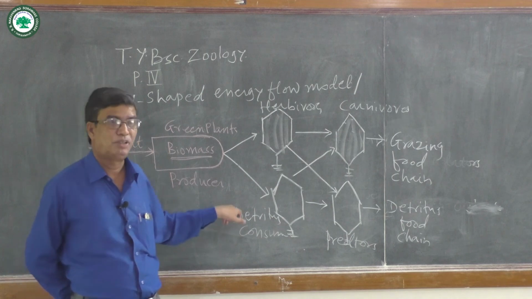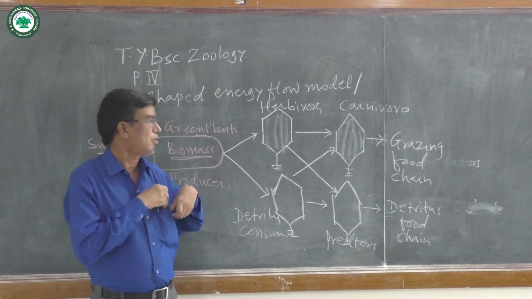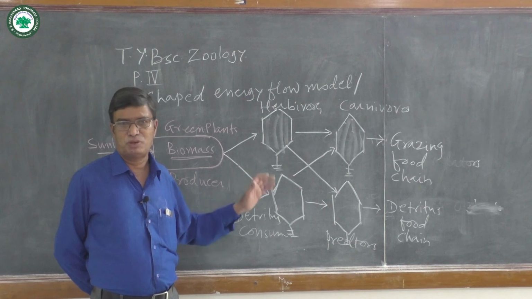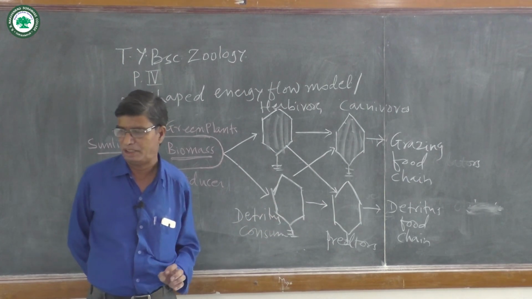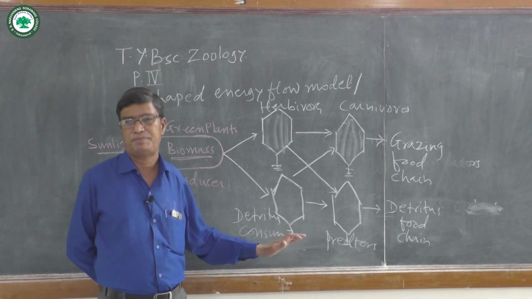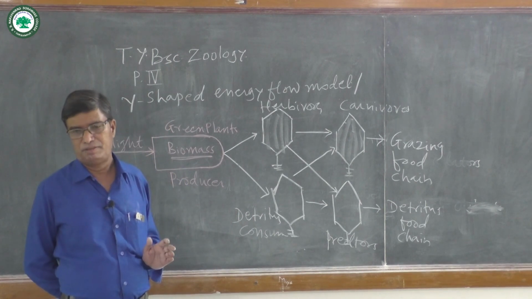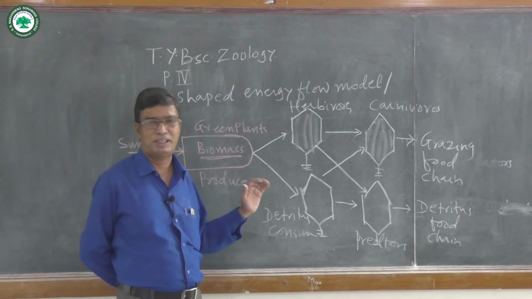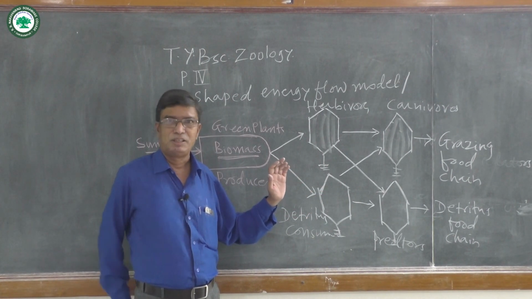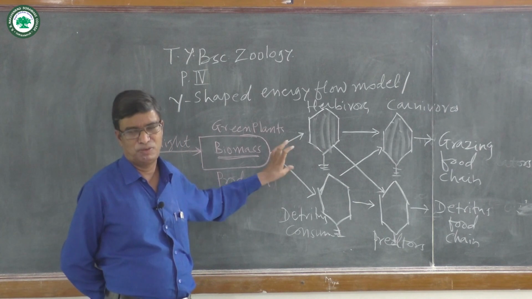And third point is it distinguishes microorganisms and macroorganisms. For example, in case of detritus food material, microorganisms, for example, bacteria, fungi, and detritivore animals, they differ in size and metabolic relationships, that is body size and different metabolic activities. These are 3 important facts of Y-shaped energy flow model.